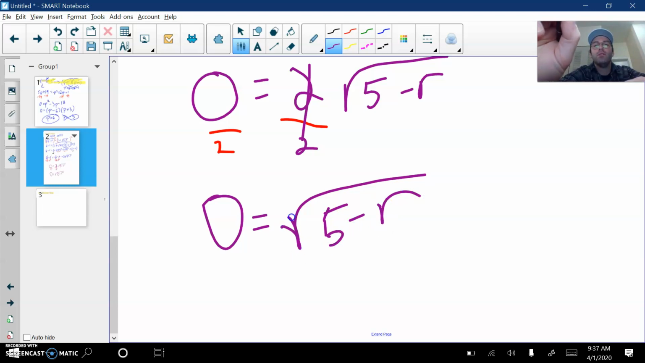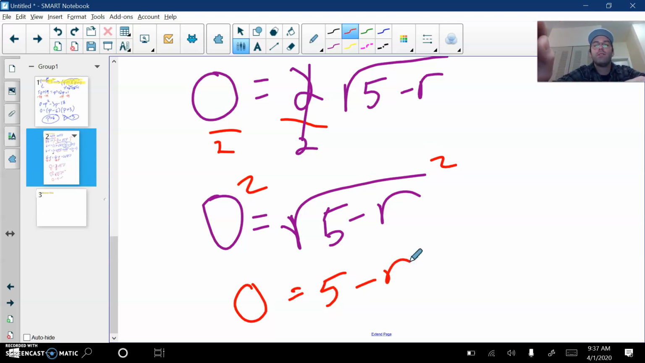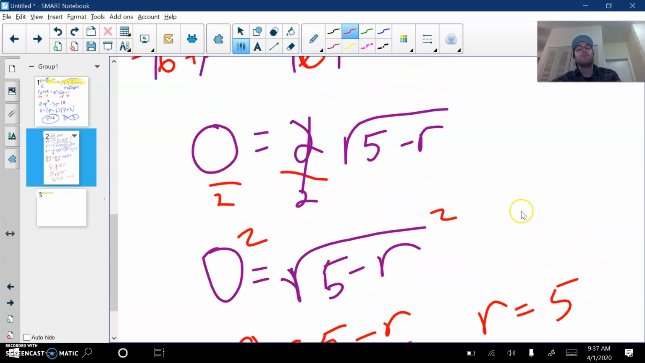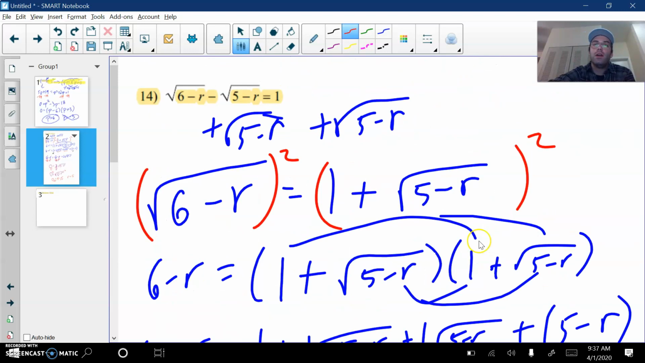Now that my square root is isolated, I can square both sides. If I square 0, I just get 0. If I square 5 minus r, I just get 5 minus r. So if I add r to the other side, r equals 5. Okay? So now I need to go back all the way up to the top to see if that works.